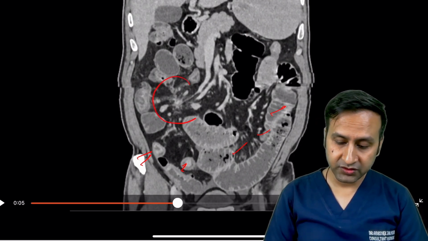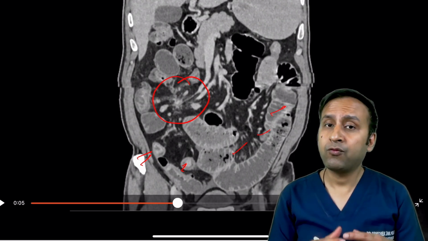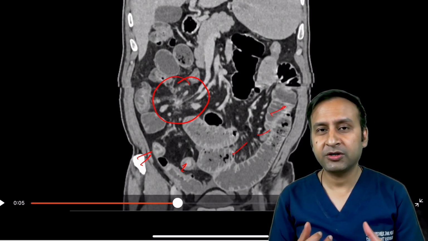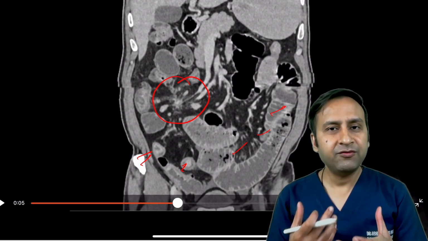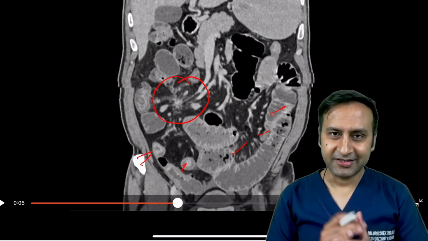Along with it, we can also see some mesenteric changes. So what is this particular disease? How does it behave? What do we need to report when we are looking at this particular pathology? And how can we help clinicians in the ultimate outcome of the patients? This is what we're going to learn in this session.